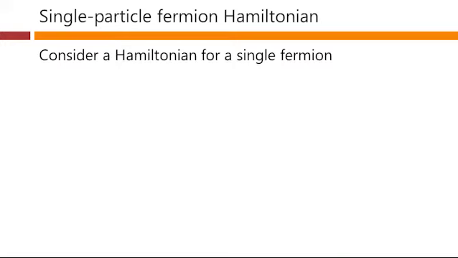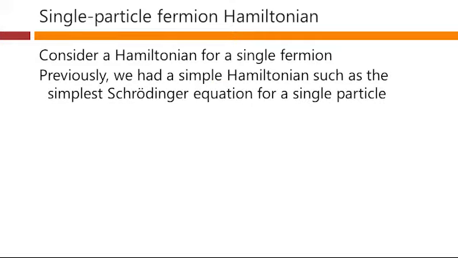Now we're going to consider progressively more sophisticated cases of fermion operators, showing how these can be written using our creation and annihilation operators. Suppose we consider a Hamiltonian for a single fermion. Now, previously, we had a simple Hamiltonian, such as essentially the simplest Schrödinger equation for a single particle. The Hamiltonian there was just in this form.